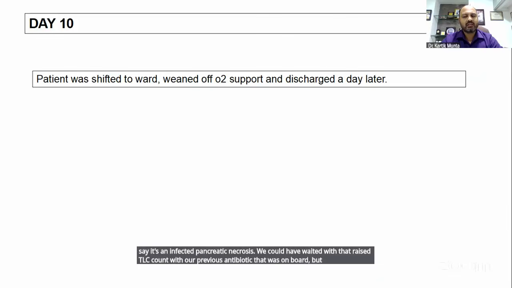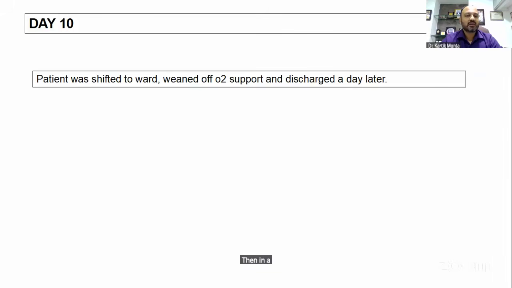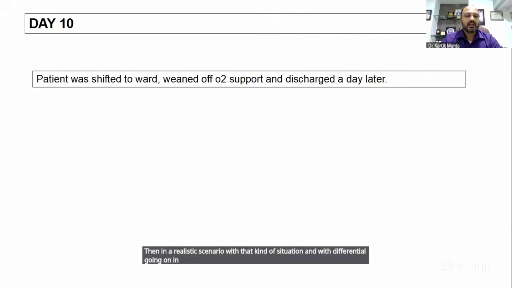But if at all that antibiotic is required, in a realistic scenario with that kind of situation and with a differential going on in your mind, I think no hospital would be interested in keeping the patient without some antibiotic on board. What's your opinion, Bala? What do you have to say?